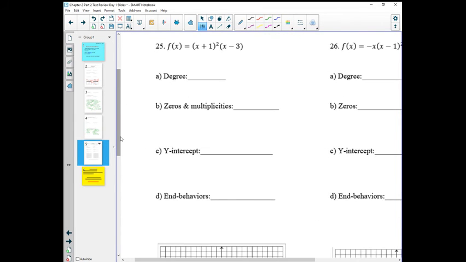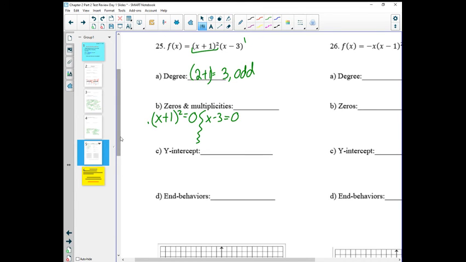On question 25, this has been factored for us. So to find the degree, I'm going to add the exponents 2 and 1 together, which makes 3, and that is odd. So this is a degree 3 polynomial, which is odd. To find the zeros, since this has been factored for us, I'm going to split those factors apart and set them equal to 0 and solve.